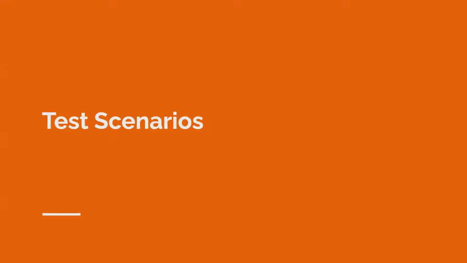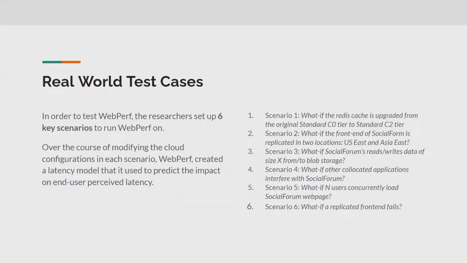So as far as test scenarios go, the researchers looked at 6 different applications, and for each of those 6 applications, they defined 6 different scenarios that those applications would go through. Each scenario modifies some particular aspect of the cloud configuration that hopefully has some sort of impact on the user perceived latency, using some of the key metrics that Christian mentioned above.